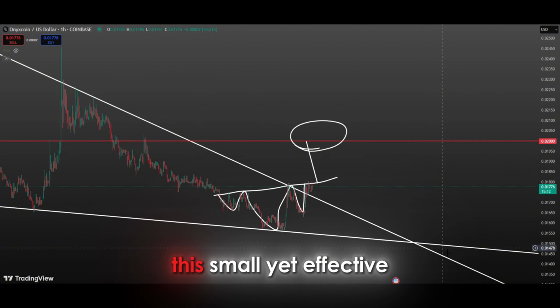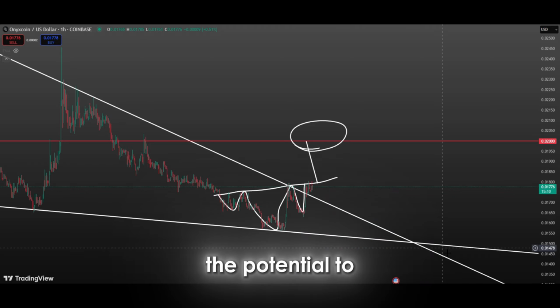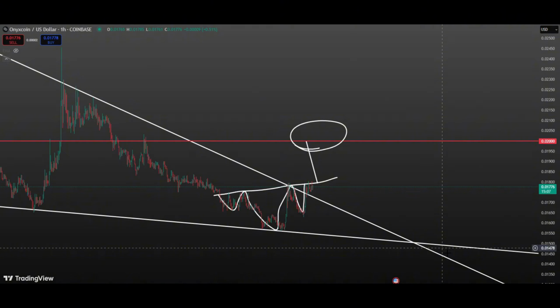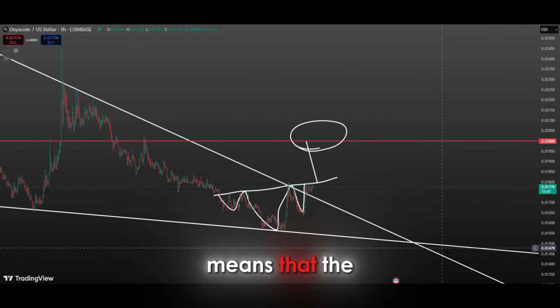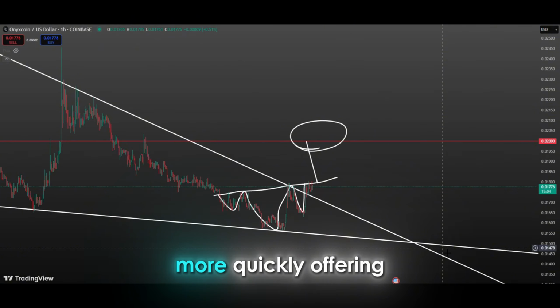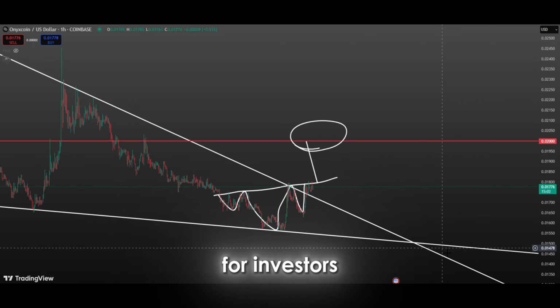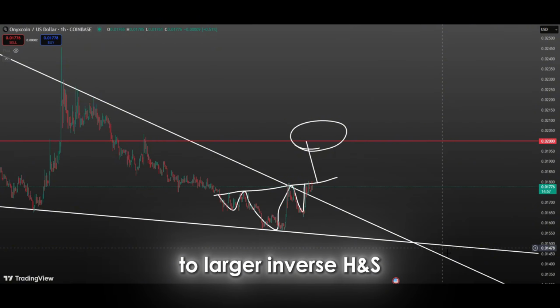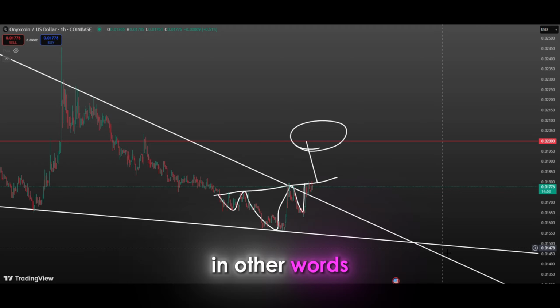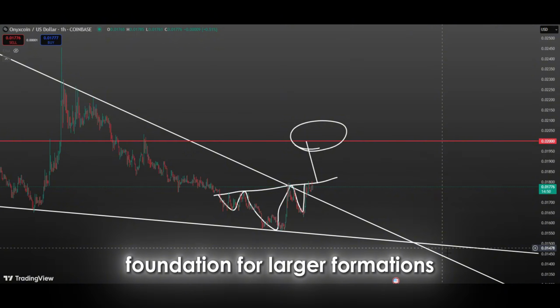This small yet effective H&S pattern has the potential to serve as a precursor to short-term trend reversals. The small size of the pattern means that the target level could be reached more quickly, offering a faster outcome for investors taking positions. At the same time, this pattern could be a precursor to larger inverse H&S or ascending structures forming on higher timeframes. In other words, the success of a small pattern may lay the foundation for larger formations.